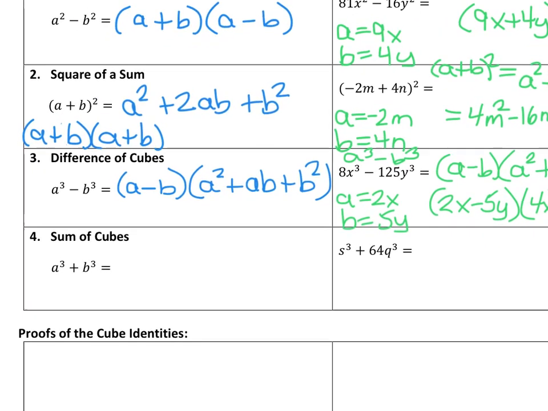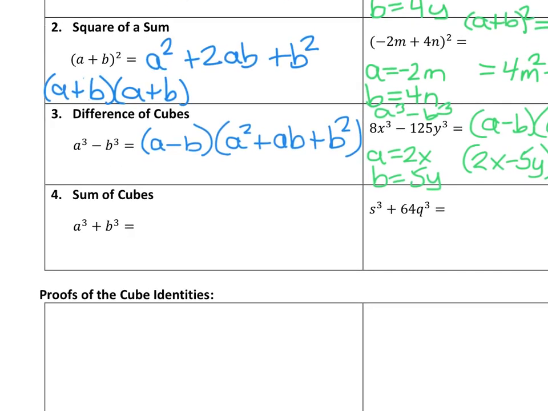All right, let's look at the sum of cubes. So this time we have perfect cubes being summed, and that identity says that that can be factored into a plus b times a squared minus ab plus b squared.